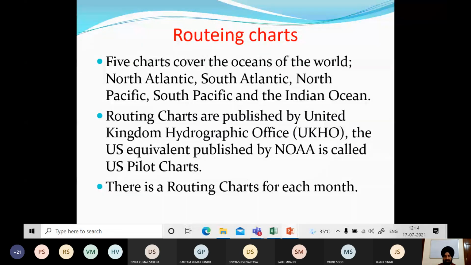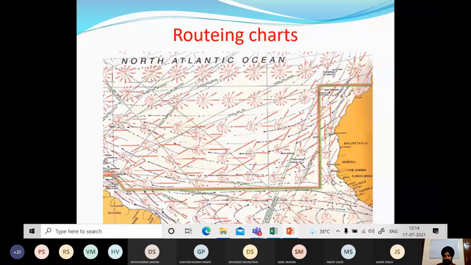Routing charts are published again by the UKHO, the Hydrographic Office, and again the US also prints them, and there is a routing chart for each month. Now most of you have seen how it looks, all this information, wind roses. We have also studied what a wind rose is and what information is on it.